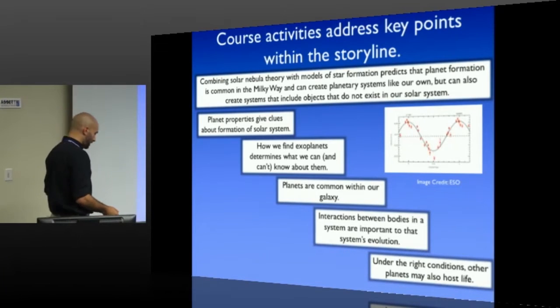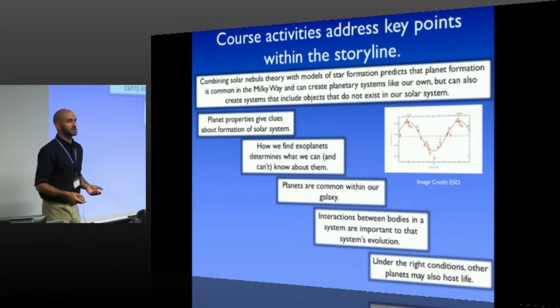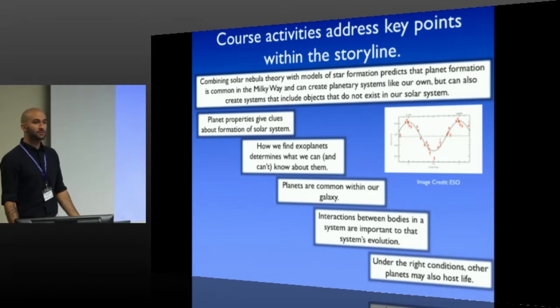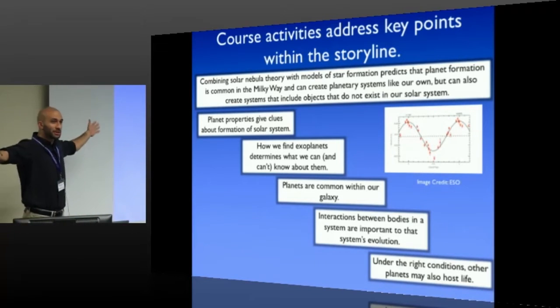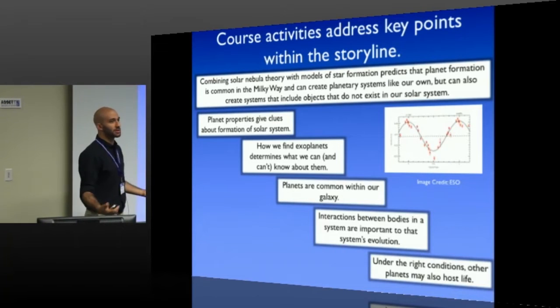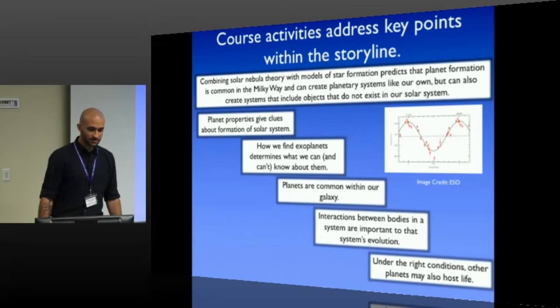Next, we want to hit them with the idea that planets are common within our galaxy. This is one of the biggest results out of the Kepler mission. Planets are literally everywhere, and we expect them to be everywhere. We expect every star to have at least one planet, on average, of course.